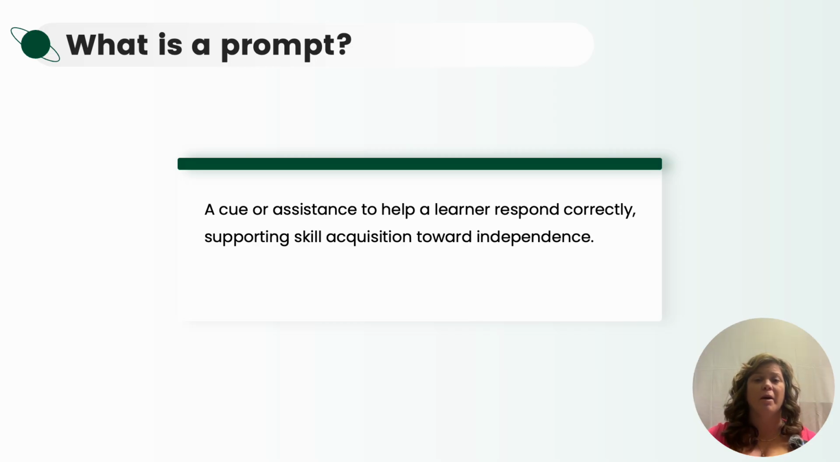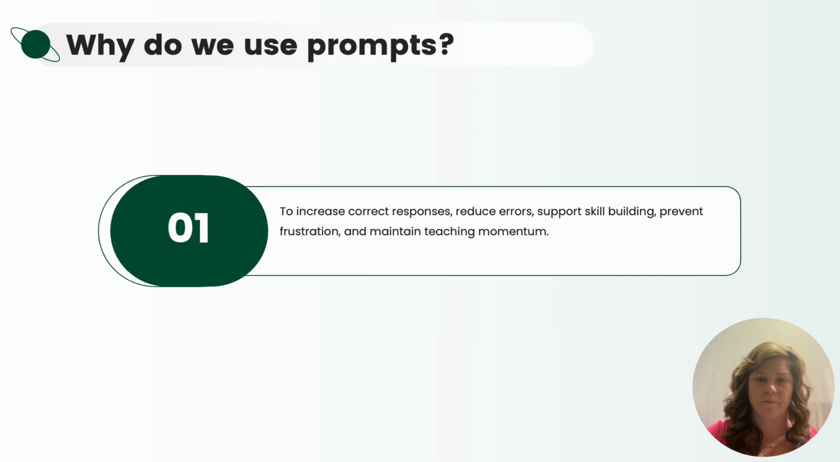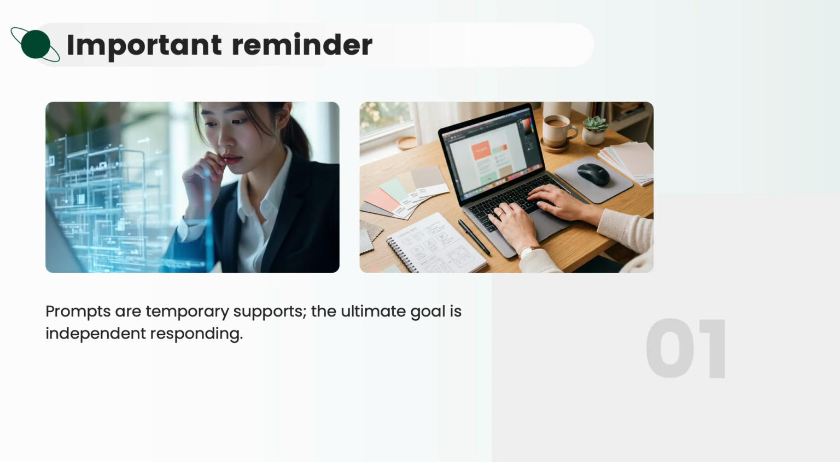The core of this training is about prompting, so it's really important that we start out with understanding what a prompt is. A prompt is a cue or assistance to help a learner respond correctly, supporting skill acquisition towards independence. So why do we use prompts? We use prompts to increase correct responses, reduce errors, support skill building, and prevent frustration, as well as maintaining teaching momentum. Note that prompts are temporary supports, but the ultimate goal is independent responding.